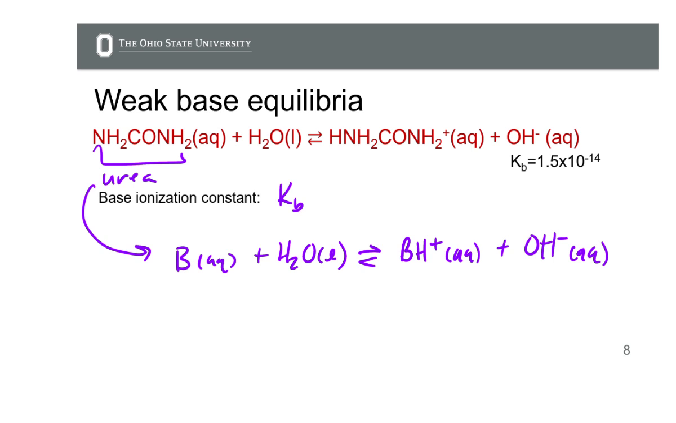As you can see, let's look at the formula here of urea: NH2CONH2. When it reacts with water, we add a proton. So now we have HNH2CONH2 and add that +1. That is essentially the same thing as writing BH+. I just want you to see that they are equivalent. We're just saying that all of this is B. Does that make sense?